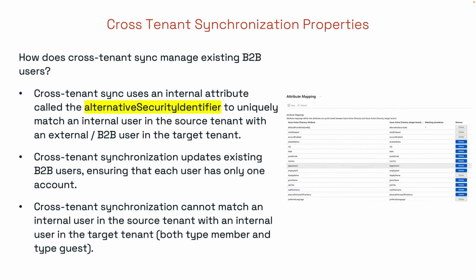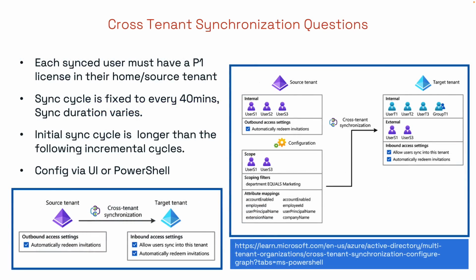Now, when you set this up, it creates an additional attribute called the Alternative Security Identifier, and it uniquely matches the internal user in the source tenant with an external B2B user in the target tenant. It also updates everything, as I said, automatically.